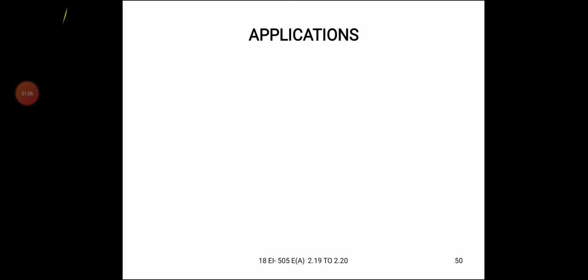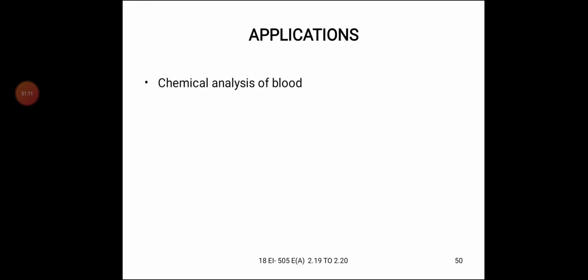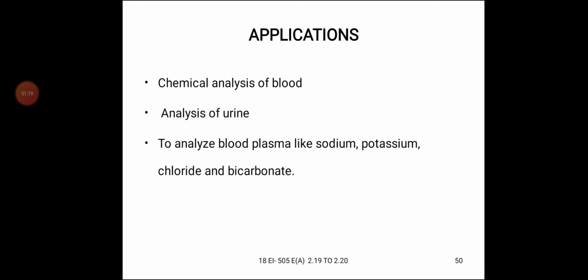Applications: chemical analysis of blood, analysis of urine, to analyze the blood plasma like sodium, potassium, chloride and bicarbonate. The applications of the autoanalyzers: chemical analysis of blood, analysis of urine, to analyze the blood plasma like sodium, potassium, chloride and bicarbonate.